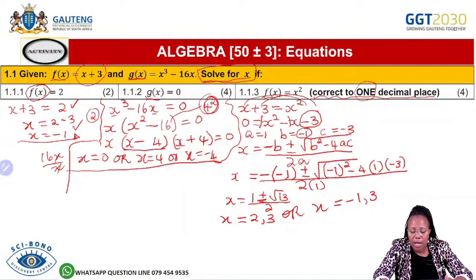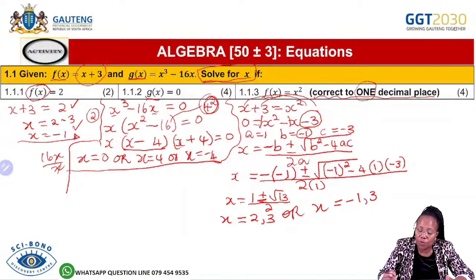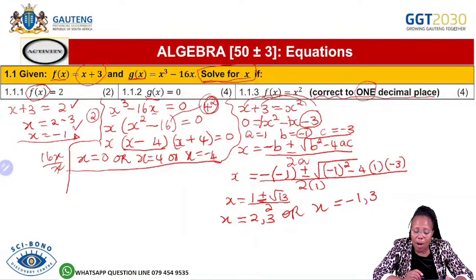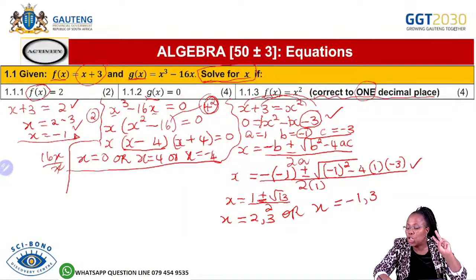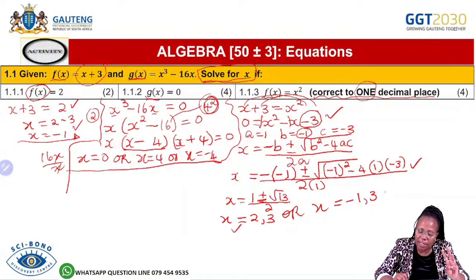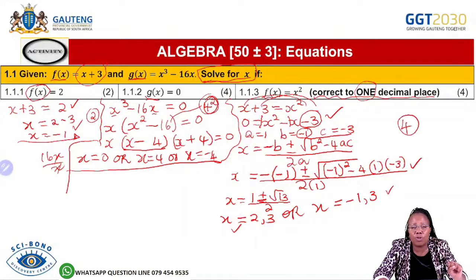And then now let's look at the mark allocation for this one. It is 4 marks. 1 mark will be for the correct trinomial transposing, substitution, and simplifying. The second mark will be for substitution into the correct formula. The third mark will be for the first x value, the fourth one for the second x value. So this question is worth 4 marks, grade 12.